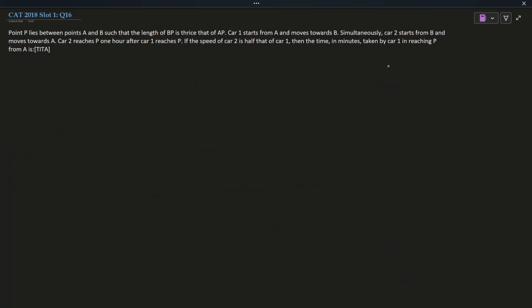Point P lies between points A and B such that the length of BP is thrice that of AP. I have point A here, I have point B here. BP is thrice AP. So let's say AP is X, so BP is 3X. Car 1 starts from A.